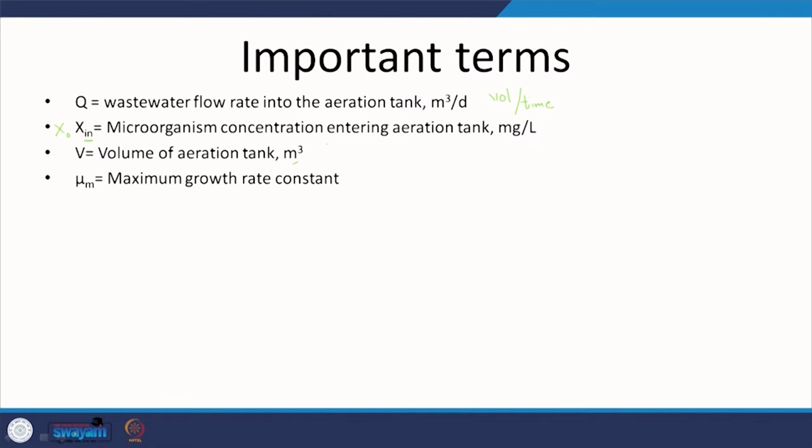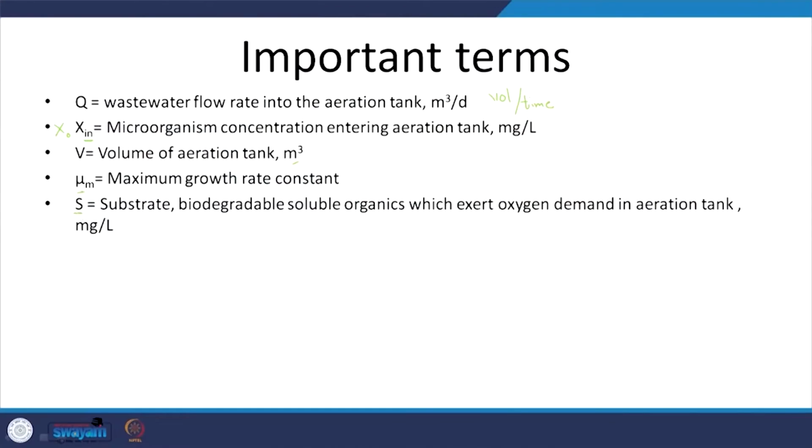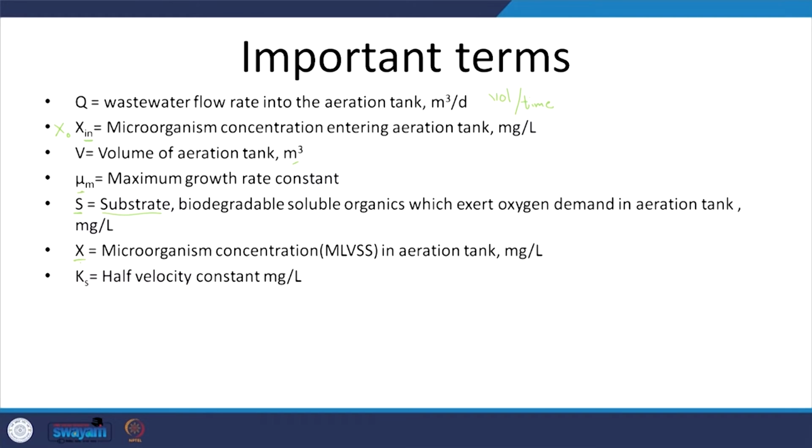an idea about the microbial growth. We will look at that again later. S is the waste, or waste and food for the microbes, which is referred to as substrate. X, again depending on where we use it, is the concentration of microbes. Ks is the half velocity constant, which we came across when we looked at the Monod equation: mu is equal to mu max into S by Ks plus S. So, this is what we have.